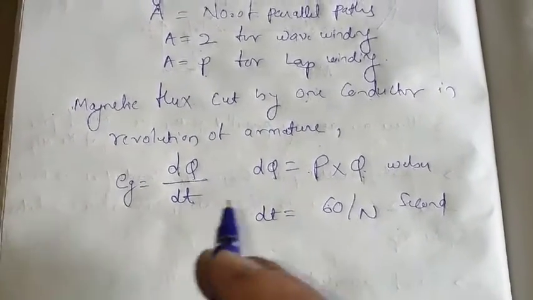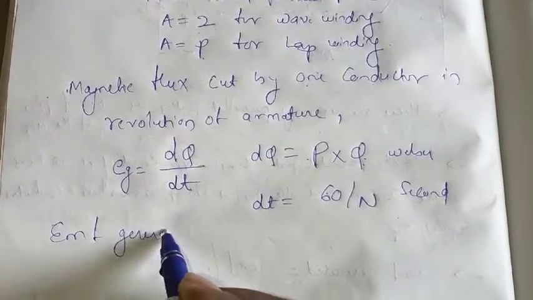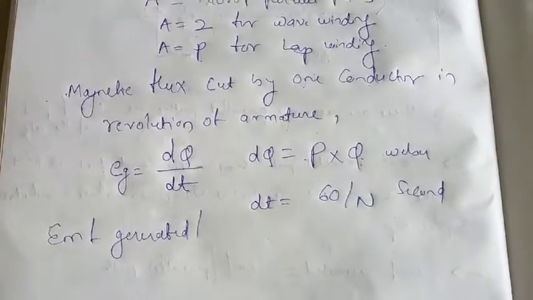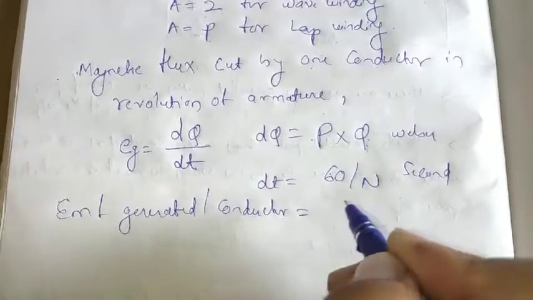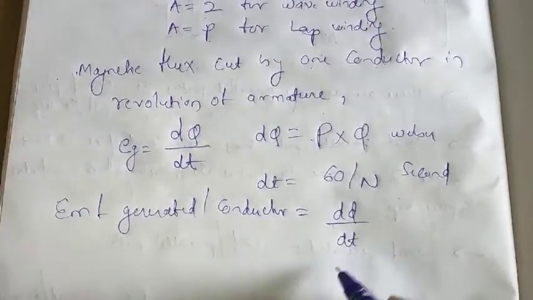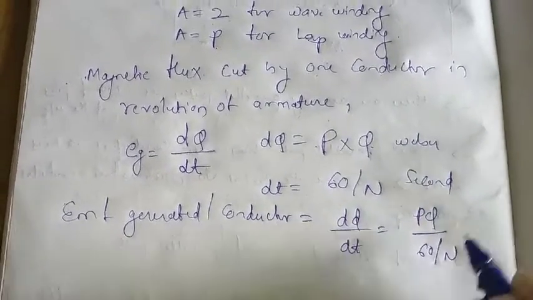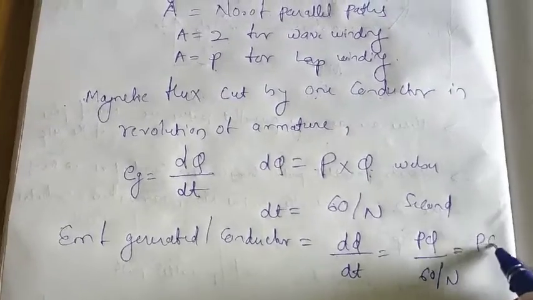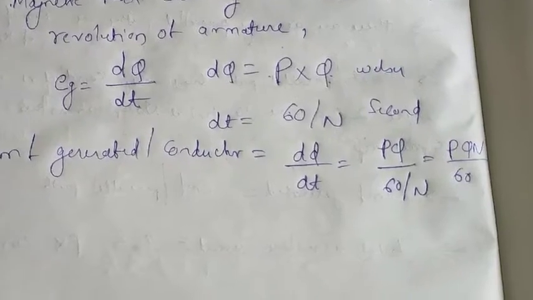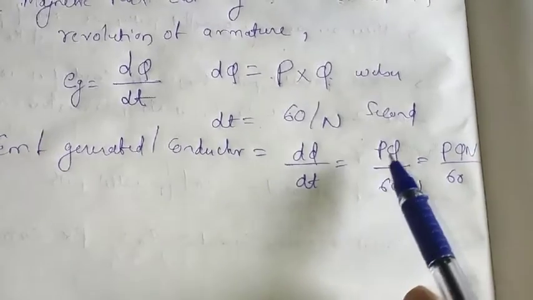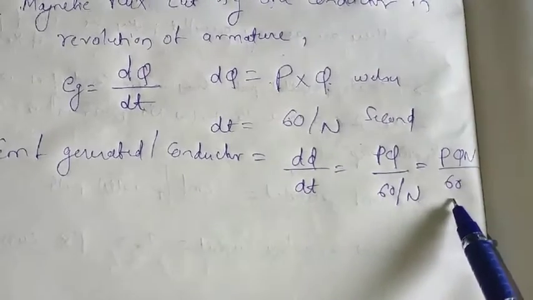So now I can write the EMF generated per conductor is equal to d phi by dt. d phi means P into phi, dt means 60 by N. So simply you will get P phi N by 60. The total EMF generated per conductor is d phi by dt, and substituting the value of d phi, P into phi, and dt, 60 by N, we get P phi N by 60.